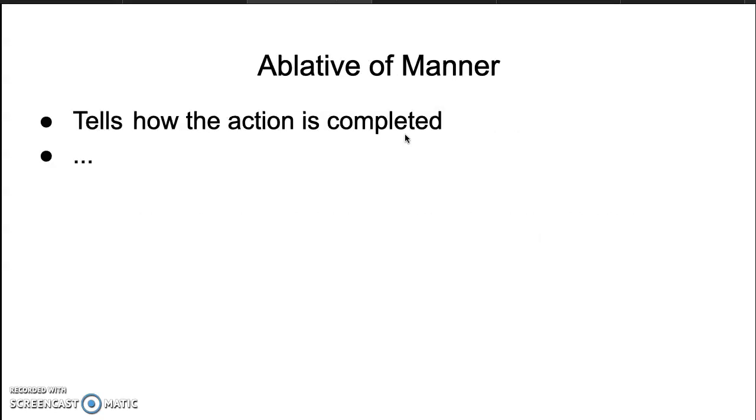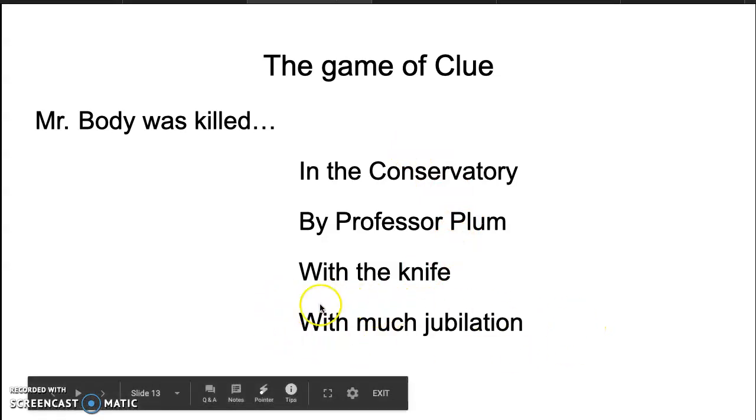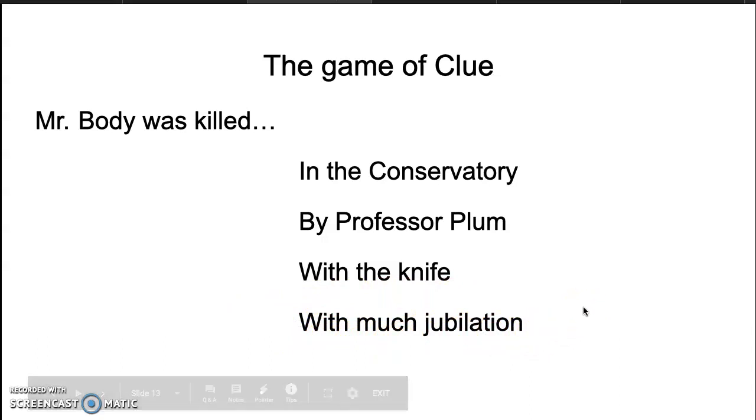Let's take a look at the ablative of manner. It tells how the action is completed. So if we go back to our example of Clue, if we said that Mr. Body was killed in the conservatory by Professor Plum with the knife, with much jubilation. I know we don't do that in the game exactly, but that phrase right there, with much jubilation, would be considered the ablative of manner. It's telling us the manner by which Mr. Body was killed.